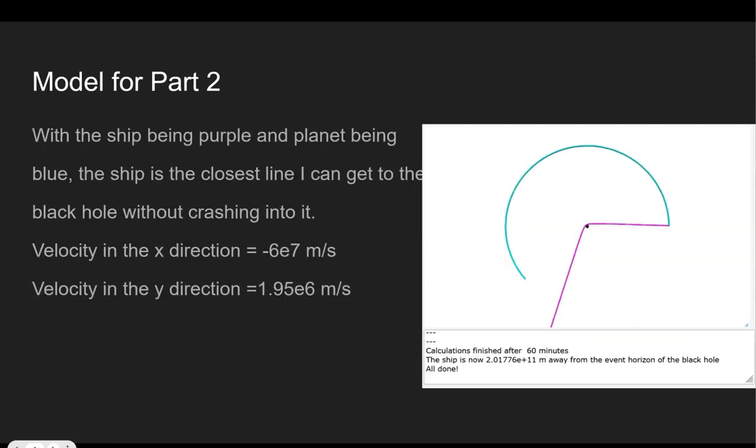Now here's the model for part 2, with the ship being the purple line and the planet being the blue line. The ship is the closest line I could get to the black hole without crashing into it or the planet. The velocity in the x direction that I got was -6 e to the 7 meters per second. The velocity in the y direction is 1.95 e to the 6 meters per second. Both of them are less than the speed of light, so both are valid.